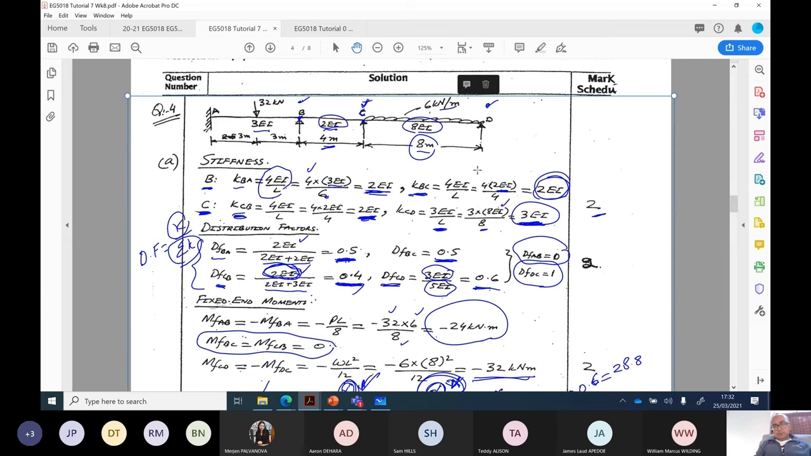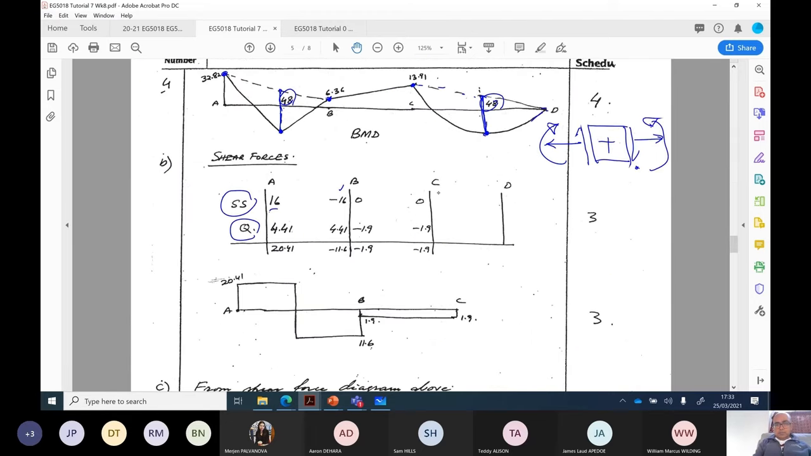So simply supported shear for C and D is going to be WL over 2. W is 6 and L is 8, and 2. 3 times 8 is 24. If you want it, although we don't need it, you can plot the entire shear force diagram. But we are required to find the shear force diagram for AB and BC.